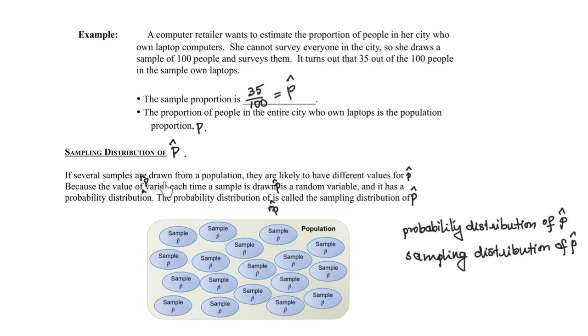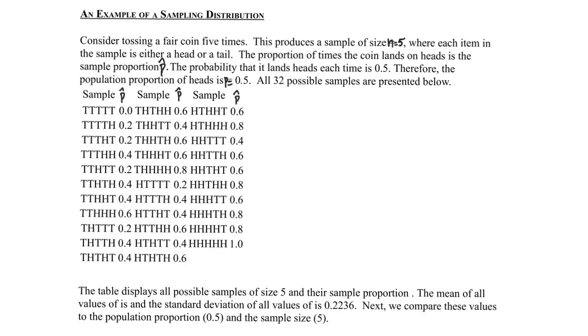If several samples are drawn from a population, they are likely to have different values for P cap. Because the value of P cap varies each time a sample is drawn, P cap is a random variable and it has a probability distribution. The probability distribution of P cap is called the sampling distribution of P cap. An example of a sampling distribution.